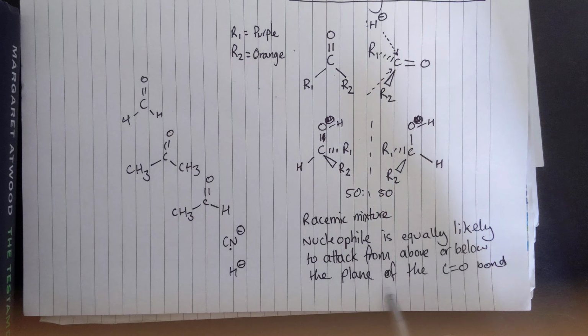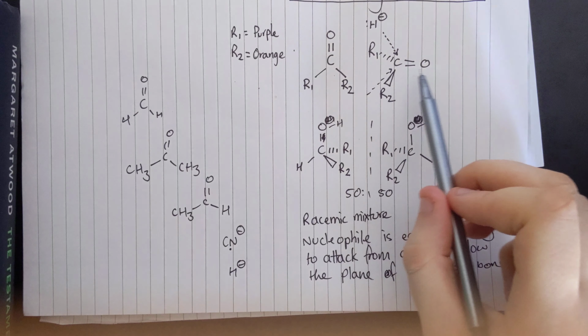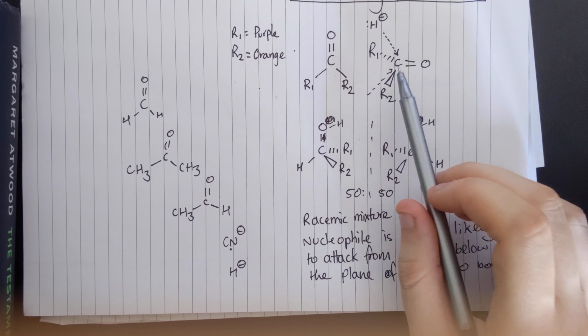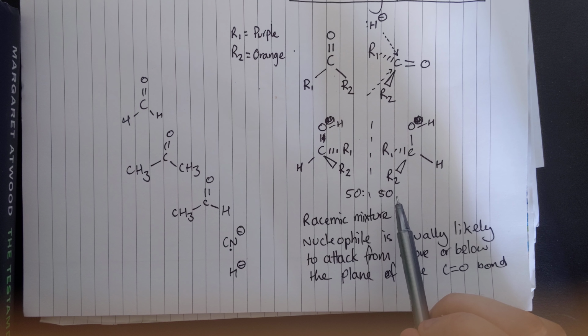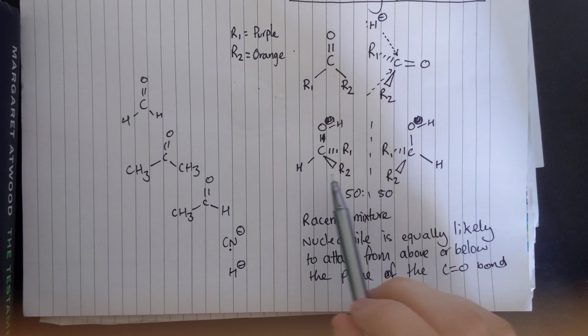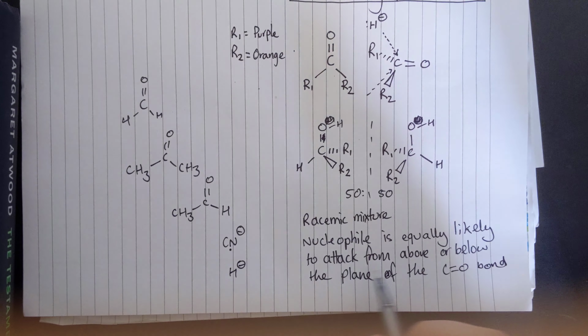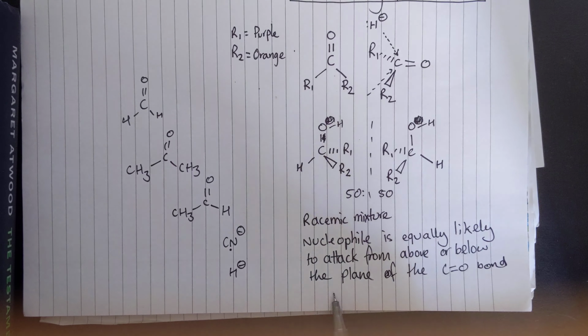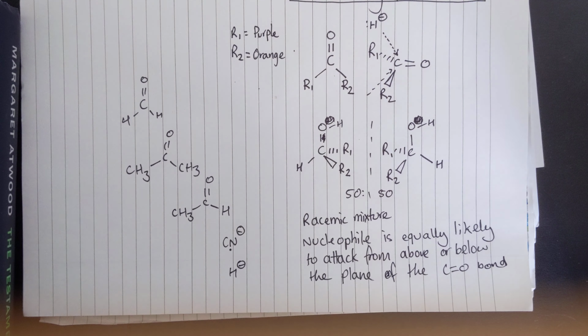And then finally, about the molecule being planar. So the plane of the C=O bond. It's important that this molecule is planar. If it wasn't planar, we wouldn't get this stereochemistry of the product that's formed. We wouldn't get this 50-50 ratio of two enantiomers. So those are the 3 points: equally likely attack, a 50-50 chance of attack from above or below, and that it's a planar molecule. Those are the 3 points that you need to include.